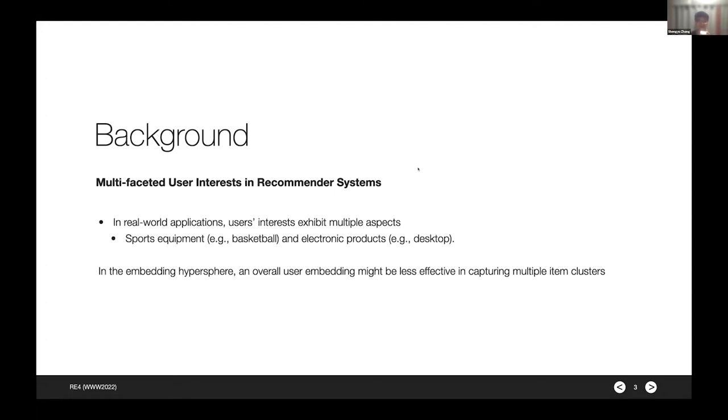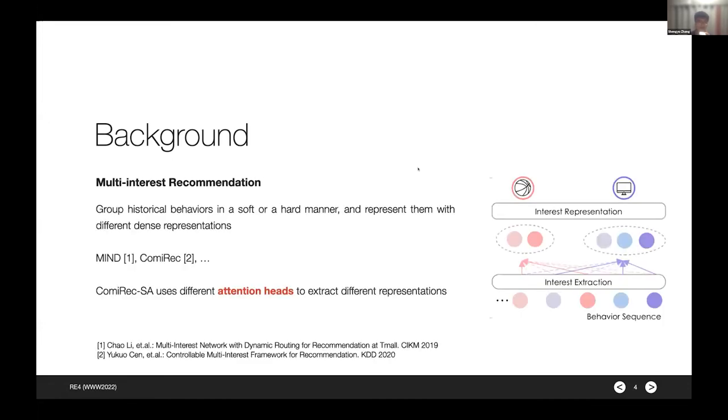And in this case, we extract one overall representation for each user. This overall user embedding might be less effective in capturing those different item clusters that might be quite distant from each other. So that's why many existing research works explore multi-interest recommendation.